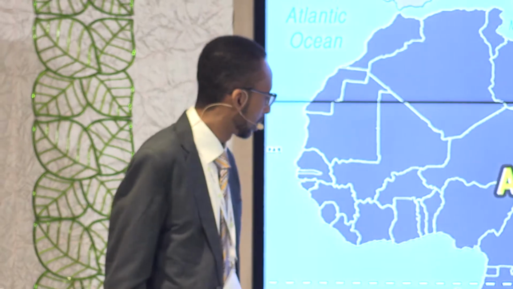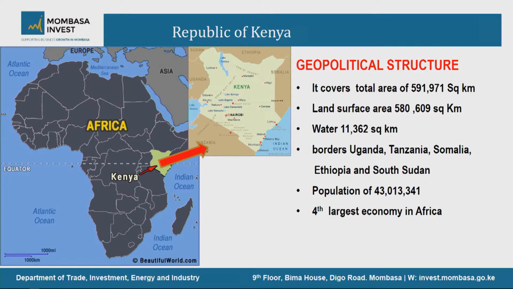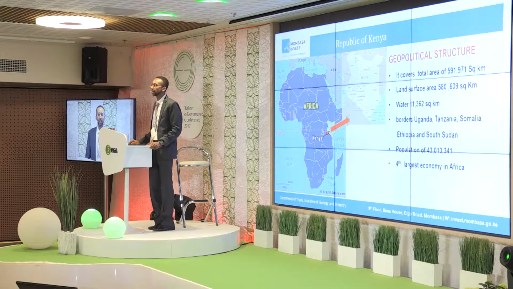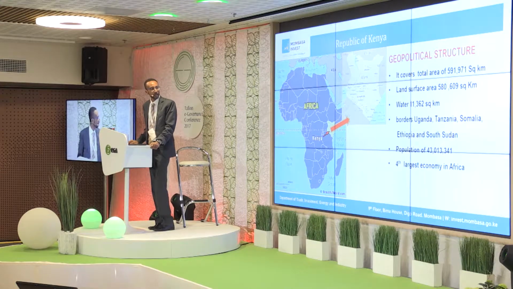So this is about our country. Basically, this is the African map where Kenya is located along the equator, as you can see on the right-hand side. That is some of the quick facts about our country. It covers around 592,000 square kilometers. Out of that, we have a land surface of around 580 square kilometers, and we have 11,000 square kilometers for water. Our country borders Uganda, Tanzania, Somalia, Ethiopia, and South Sudan in the larger context of the East African Community.